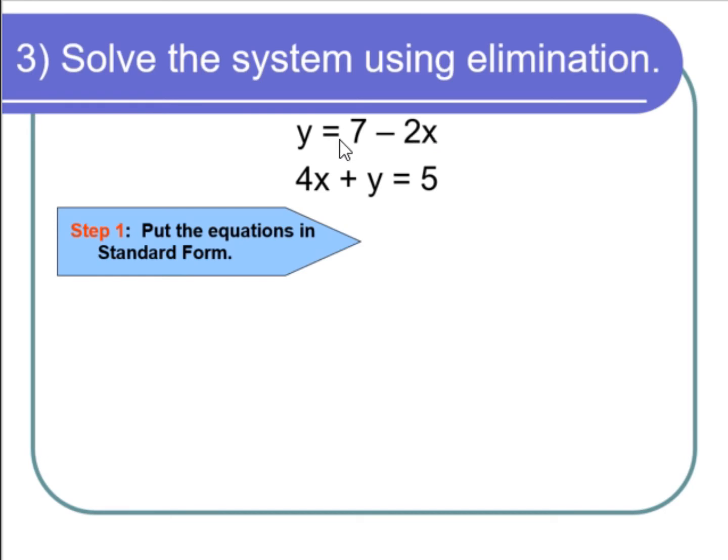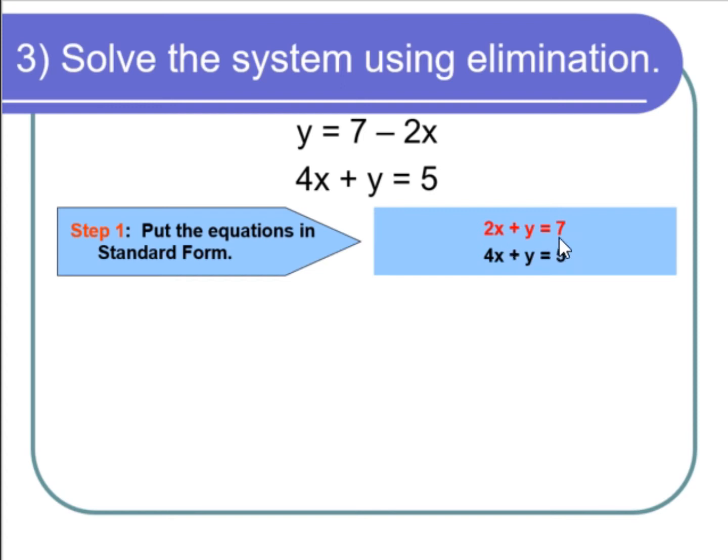The first equation is in slope-intercept form, and to make it in standard form, we move negative 2x to the left side of the equal sign, and it becomes positive 2x, and that is by the addition property of equality. The equation 1 will become 2x plus y is equal to 7.